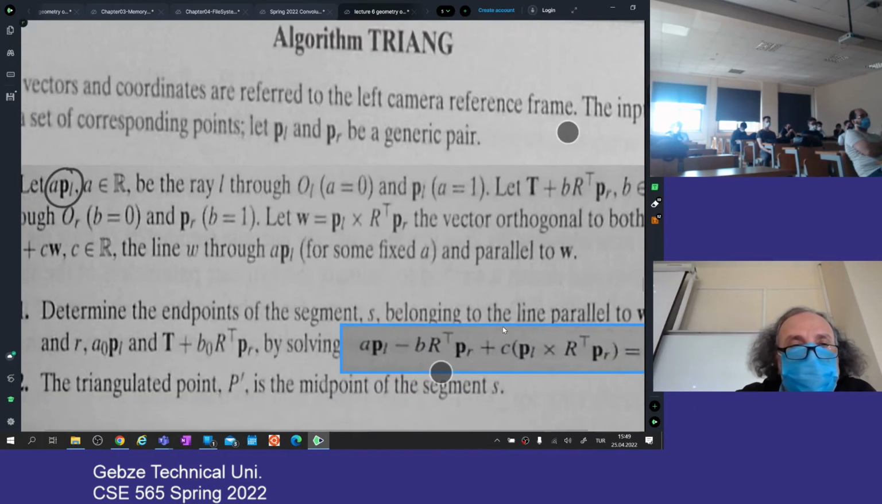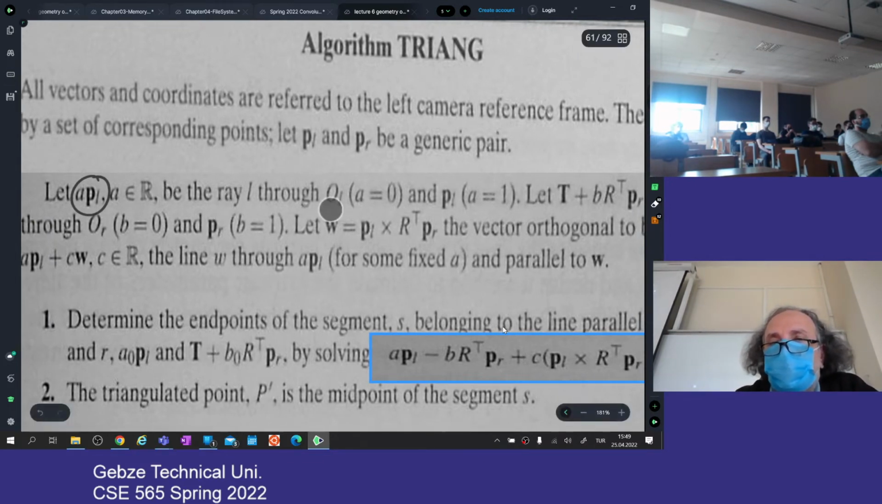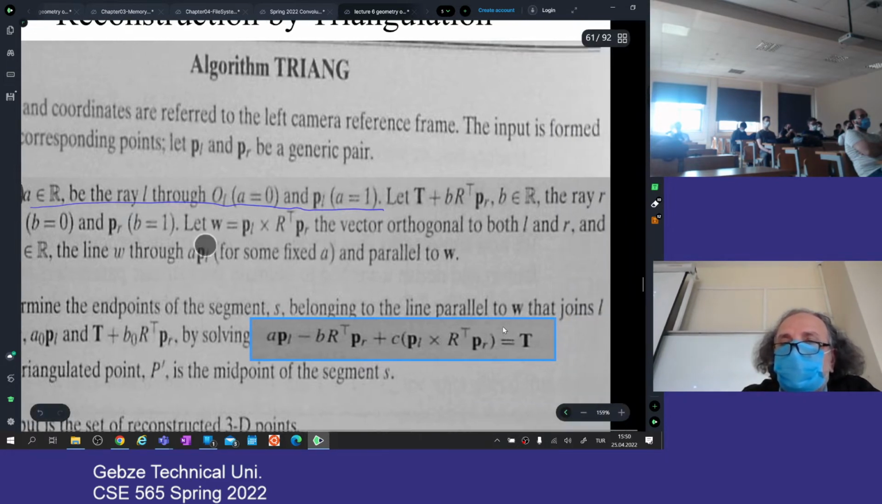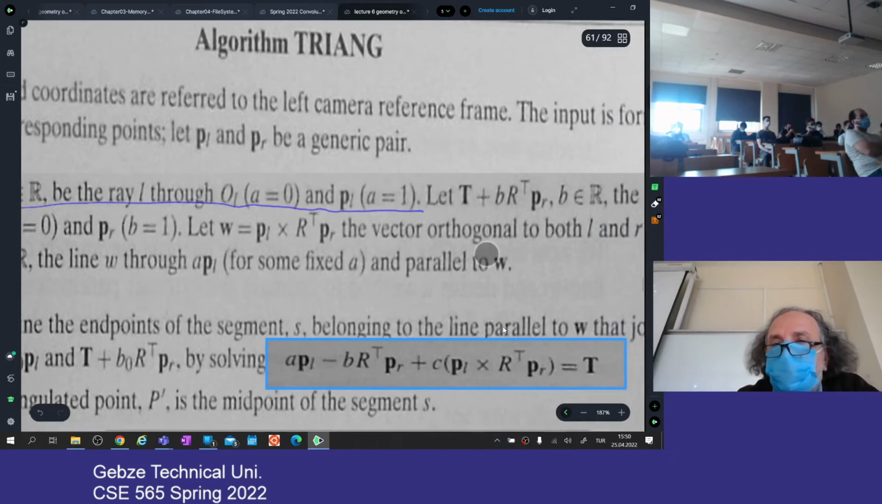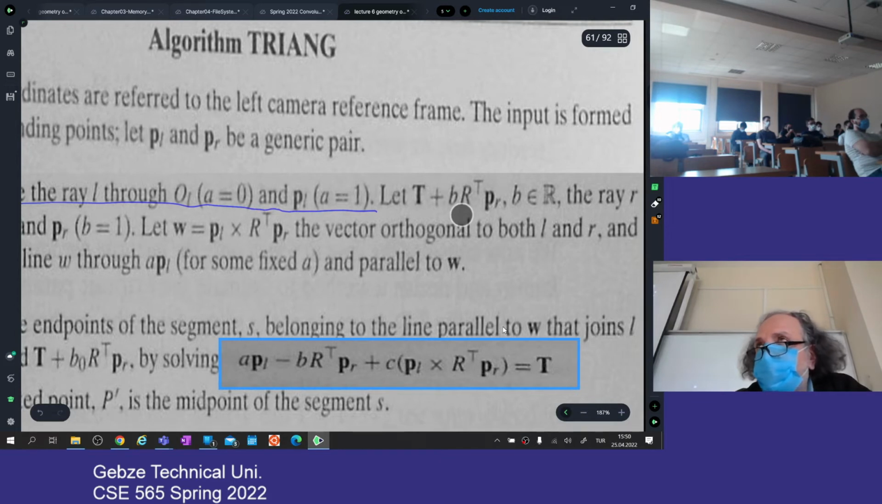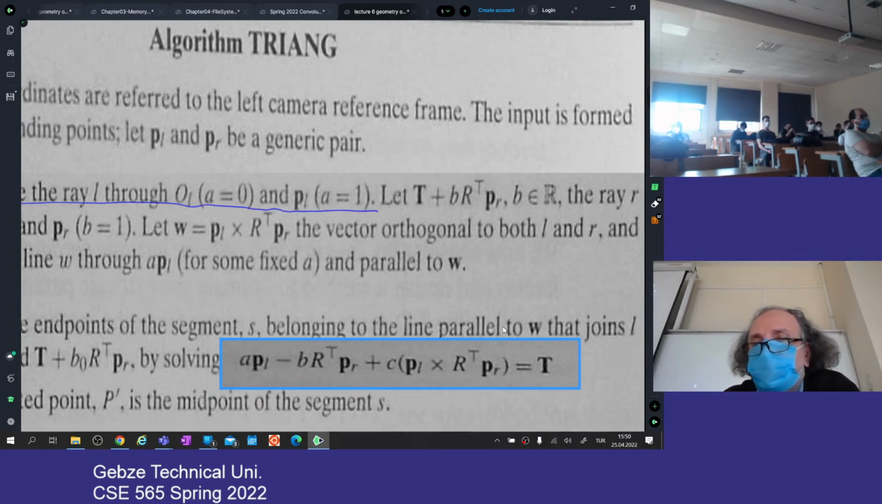So let's go back here. Let A PL be the ray L through OL. Okay, you understand this one? So when A is 0, it is OL. When A is 1, it is PL. And then for the right one, that is the yellow ray, I am saying T plus B R transpose PR. R transpose PR is the rotated version of that PR, so I am bringing it to the left coordinate system, multiplying it with this new number B, and adding it to T.